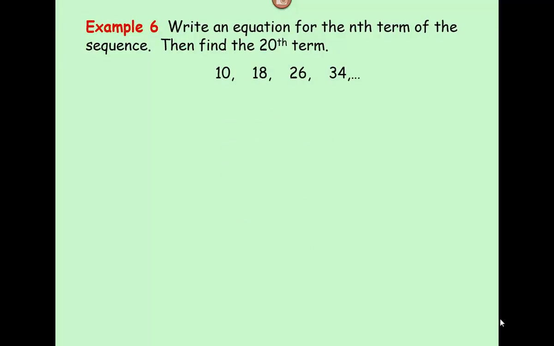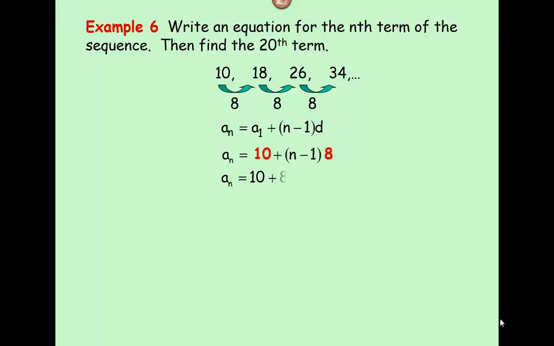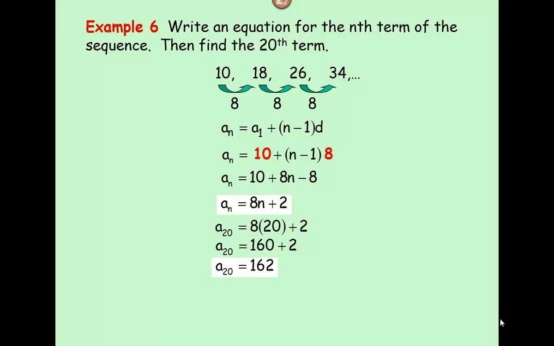In example number 6, we're going to do the same thing. We're looking for the common difference, which is 8. We're going to plug in 10 for the first term, 8 for the common difference. We'll do our distributive property. You'll see we have 10 and negative 8 that we can combine, and so our general equation is 8n plus 2. We plug in the number 20 and multiply that out and add, and the 20th term is 162.